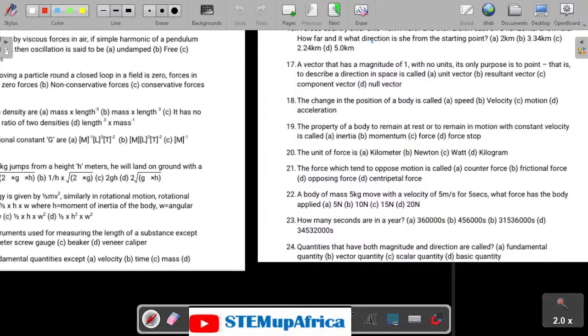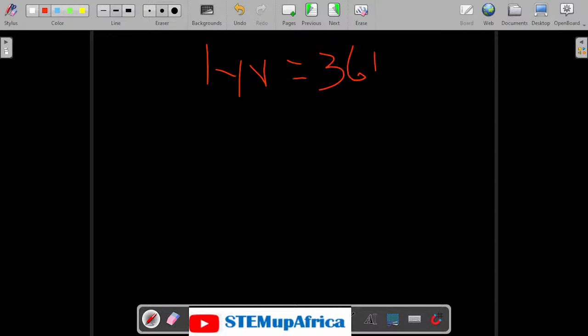So number 23 says, how many seconds are in a year? We know that a year has 365 days, and a day has 24 hours. So let's see how we convert a year to seconds. We know that 1 year is equivalent to 365 days. That's the value of a year.